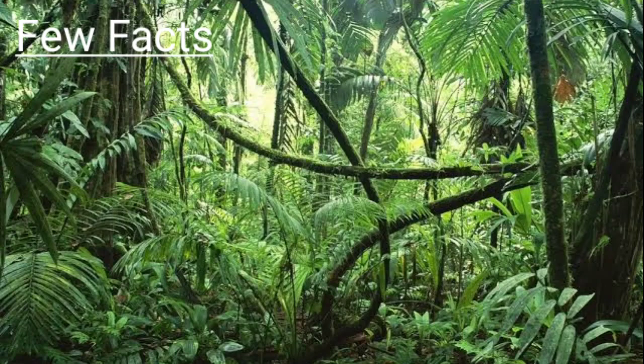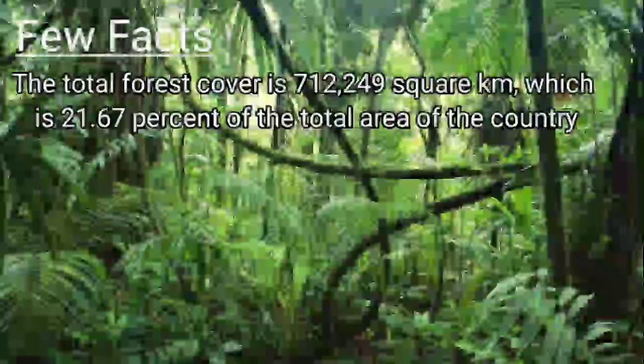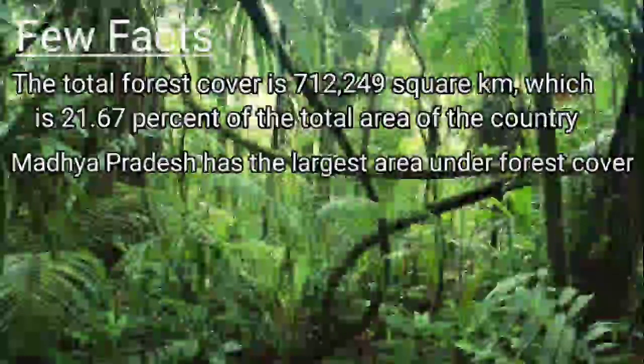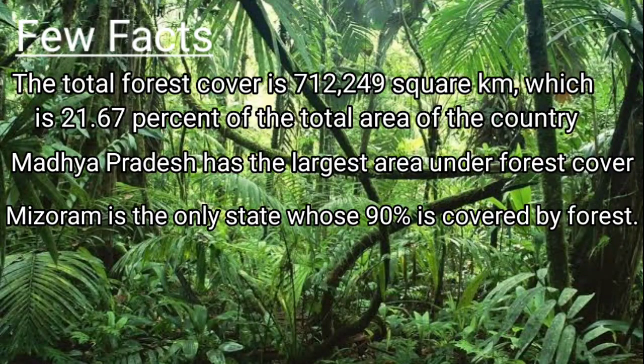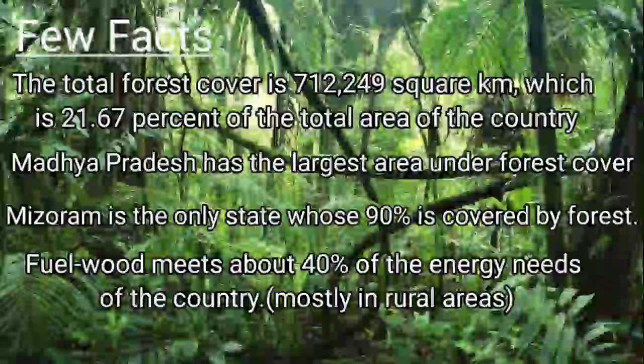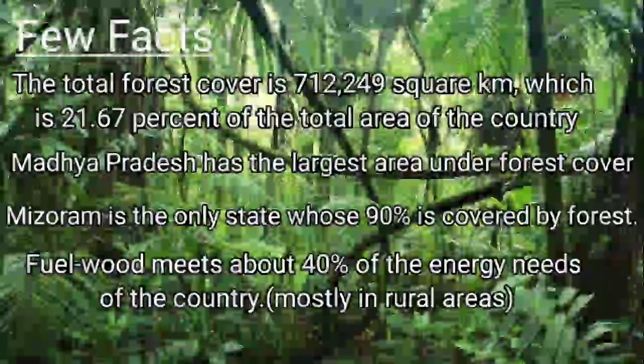Few facts: around 7 lakh square kilometers, nearly 21.67% of the area of our country, is under forest. Madhya Pradesh has the largest area under forest. 90% of Mizoram state is covered with forest. 40% of fuel wood energy is received from the forest area.